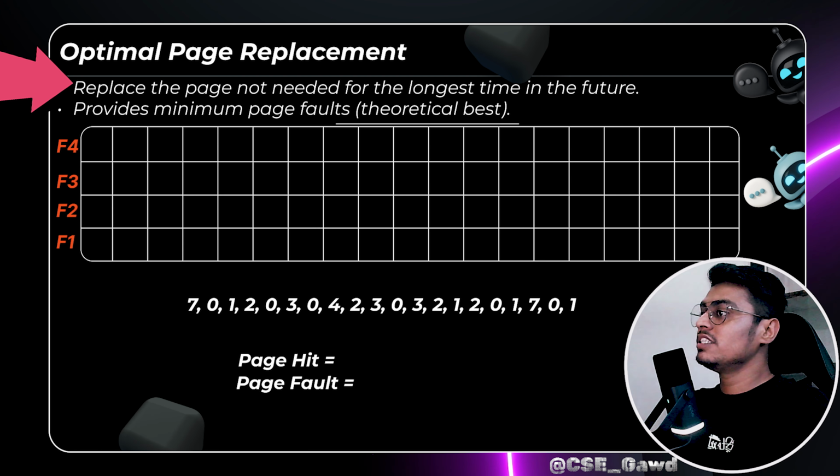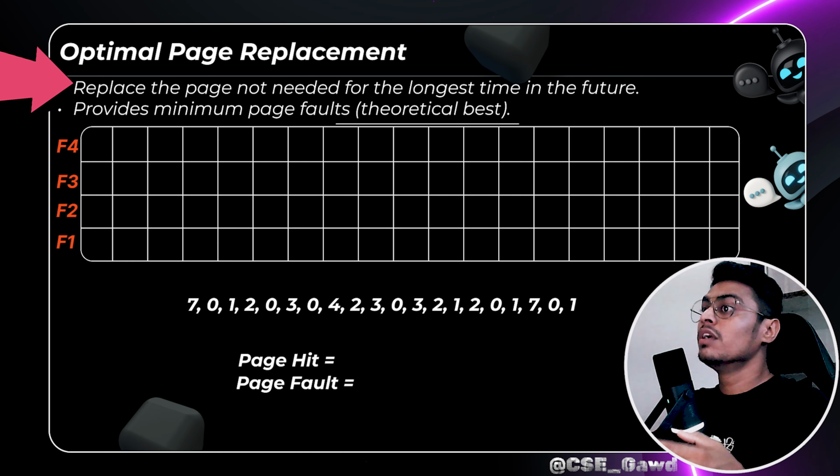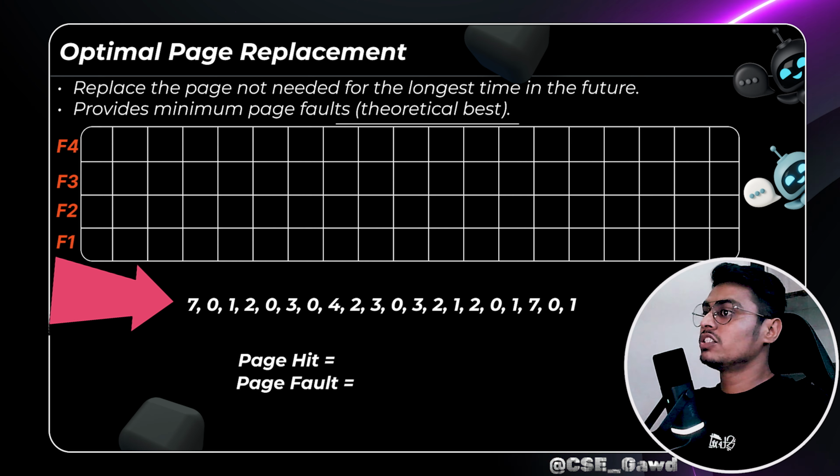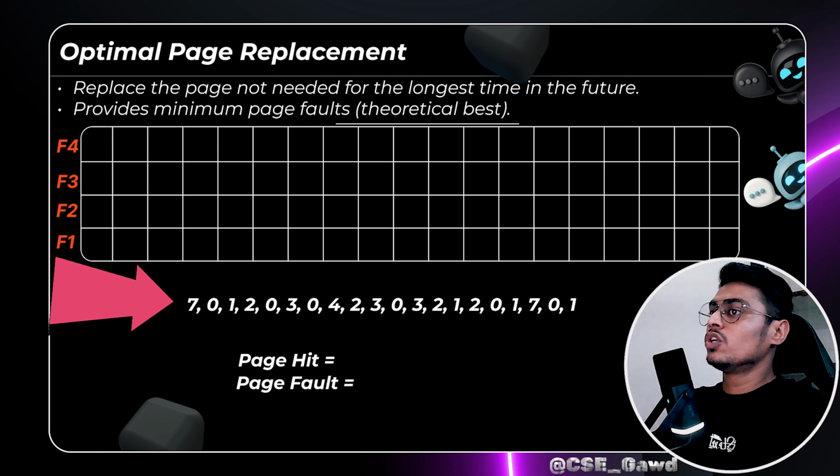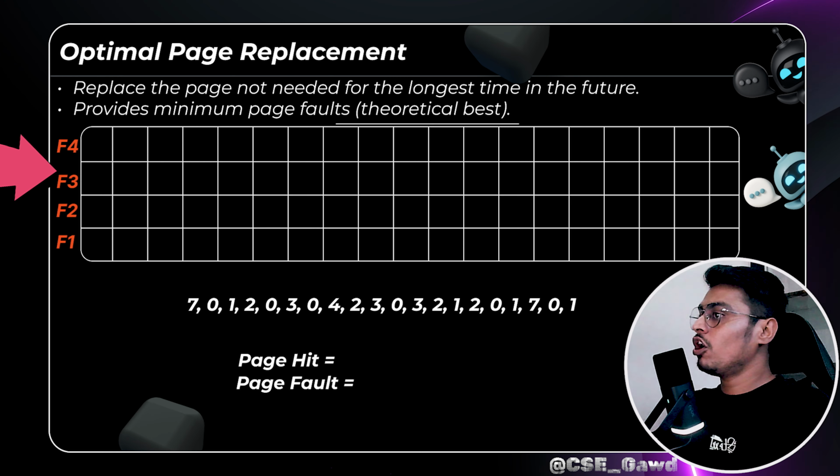The strategy is to look ahead in the reference string and determine which of the currently loaded pages will be referenced farthest in the future. Let's work through an example with reference string 7 0 1 2 0 3 0 4 2 3 0 3 2 1 2 0 1 7 0 1, and with 4 frames. Initially all frames are empty.